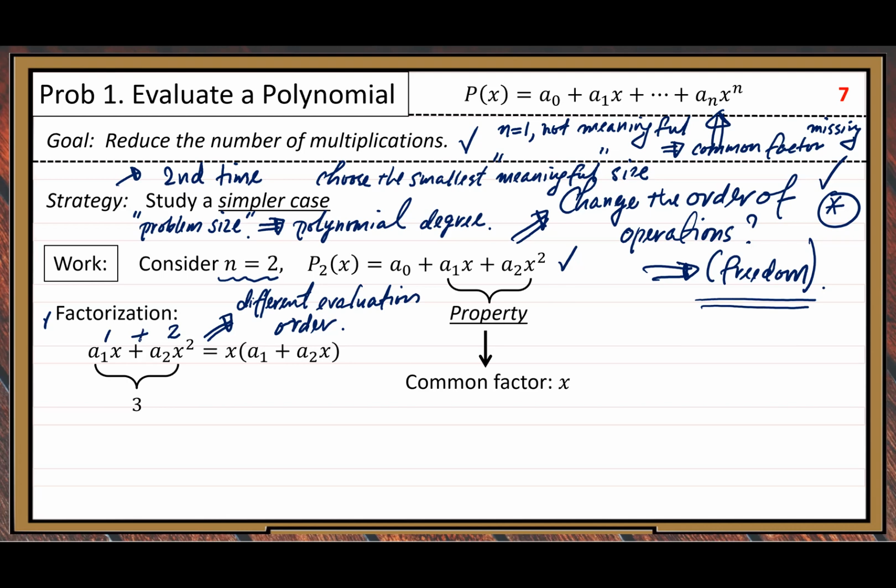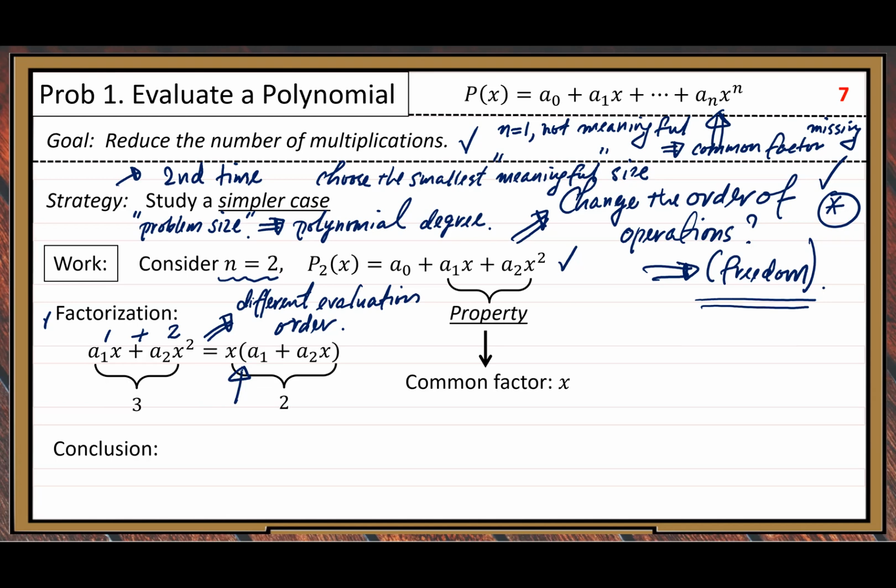Now let us look at the right-hand side and count the number of multiplications. Only 2. Why 2? Look at 1 multiplication here, x times the parenthesis. The parenthesis is a number.